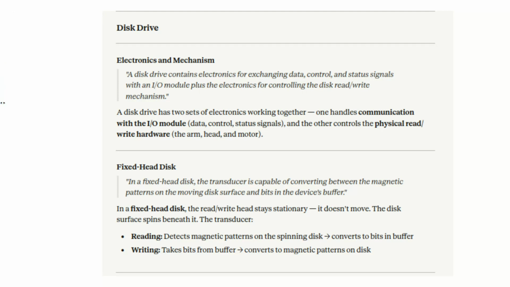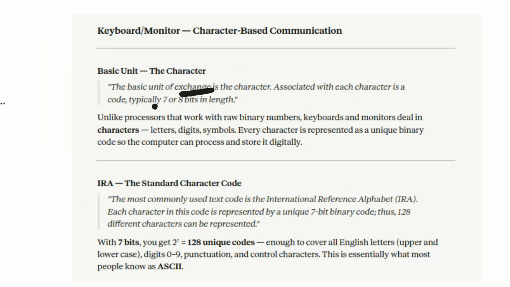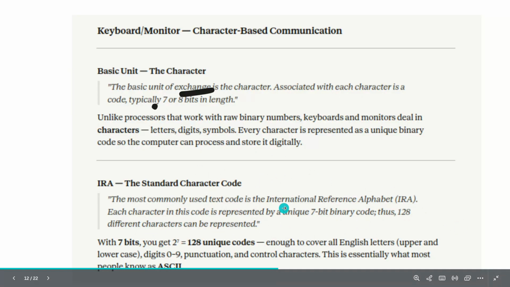So this is about keyboard or monitor. In keyboard or monitor, the basic unit of exchanging is the character. Its length will be 7 to 8 bits. So for the computer to understand, you have to convert it into a unique binary code, which is done through this IRA. Okay, this is what we mostly know as our ASCII code.